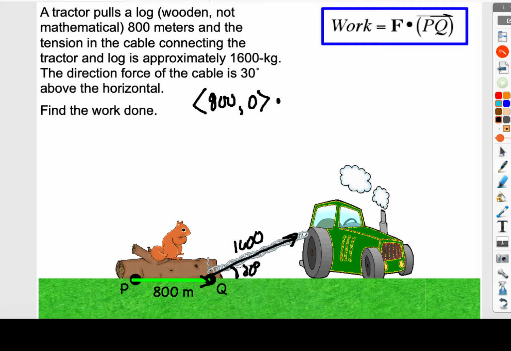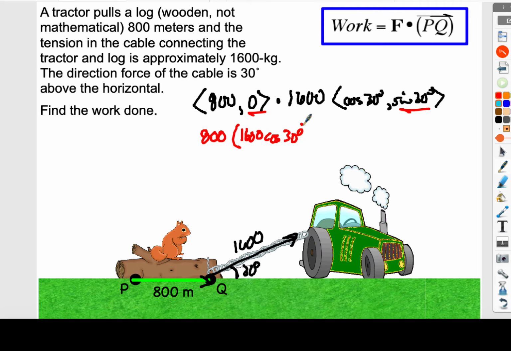And our chain here would be at 1,600 kilograms, cosine of the angle, sine of the angle. And the nice part is when we take that dot product, that 0 is going to end up getting multiplied by our 1,600 times the sine. So really we just end up with 800 times 1,600 cosine of 30, and essentially plus 0, if we wanted to write it out, times 1,600 sine 30. It doesn't really matter a whole lot because that turns to 0.